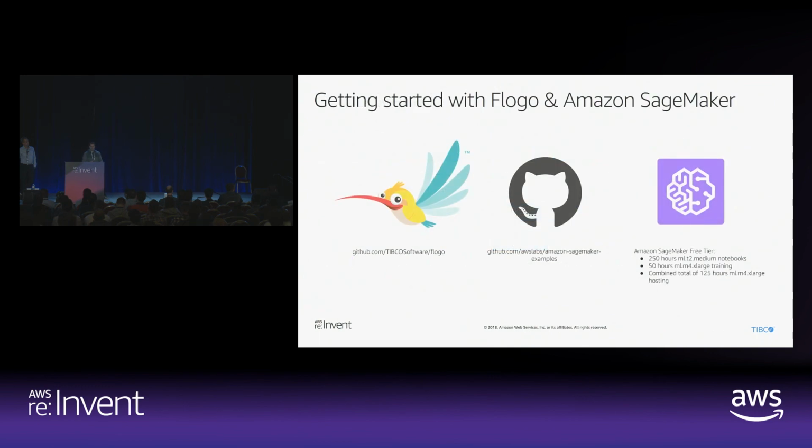So clearly you want to get started with this right now. I'm sure you're going to run and do it immediately. You can go to our GitHub page, github.com/tipcosoftware/FlowGo. In the examples directory, we've got a couple of examples of Python notebooks and things like that that you could pull and bring into SageMaker, or you can go to the SageMaker GitHub page and look at some of the examples there. And then SageMaker has a free tier as well, and you could leverage that also.